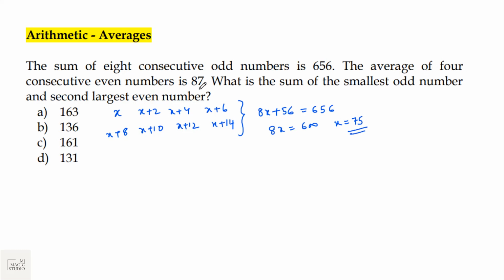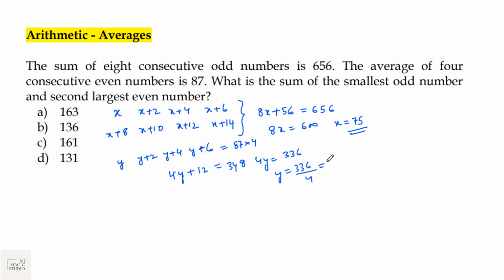The average of 4 consecutive even numbers is 87. Consecutive even numbers, so we have y, y plus 2, y plus 4 and y plus 6. Their average is 87, so the total comes to 87 into 4. So we have 4y plus 12 equals 348. So 4y equals 336, y equals 336 by 4.